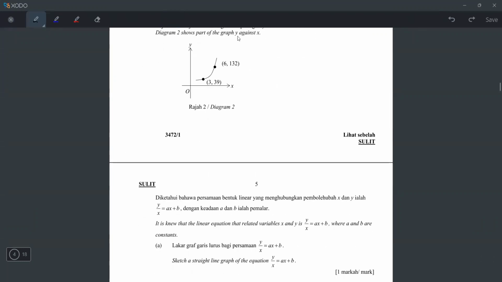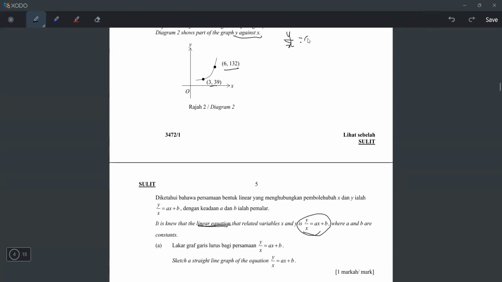Diagram 2 shows part of the graph y against x. Okay, I think this is under linear law. So we all know this is the y-axis, this is the x-axis. So in linear law, we have to check the axes. The axes are important. And it shows that this curve passes through this point and this point. And then let's read yang bawah. It is known that the linear equation, you know, it should be y equals mx plus c, that relates x and y, is this. So yeah, it's really in linear form.